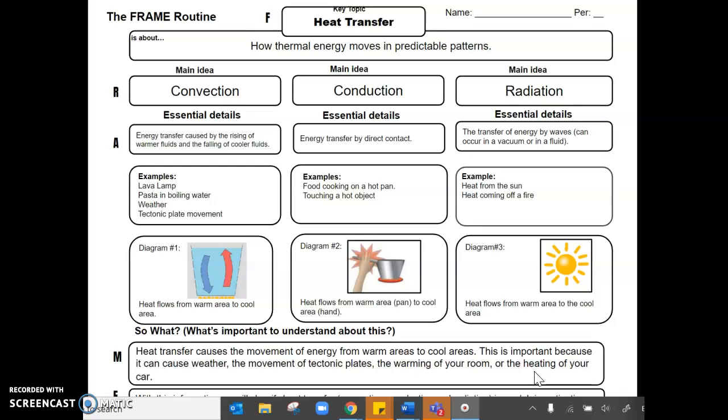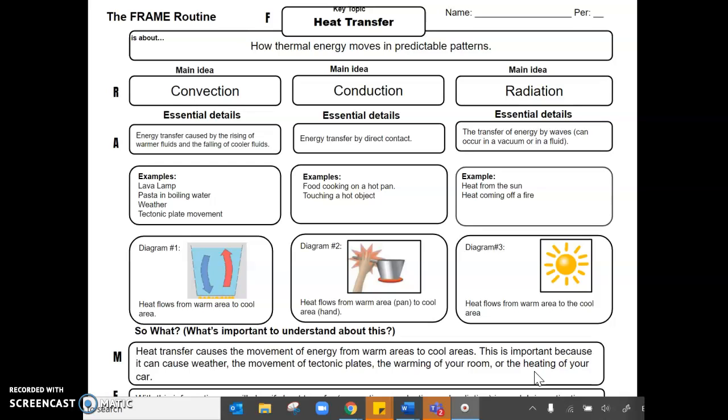It is easy to skip the make the so what statement and the extend the understanding, but again, skipping those steps means you're losing a lot of that power in this particular content enhancement routine. So make sure you always come back to making that so what statement and extending your understanding.